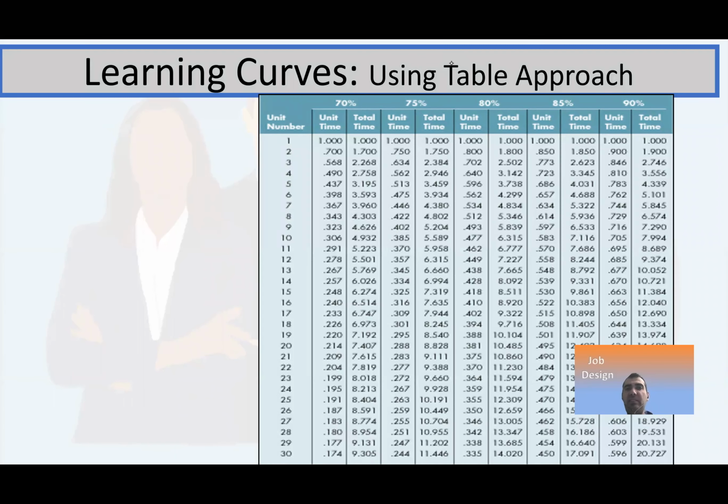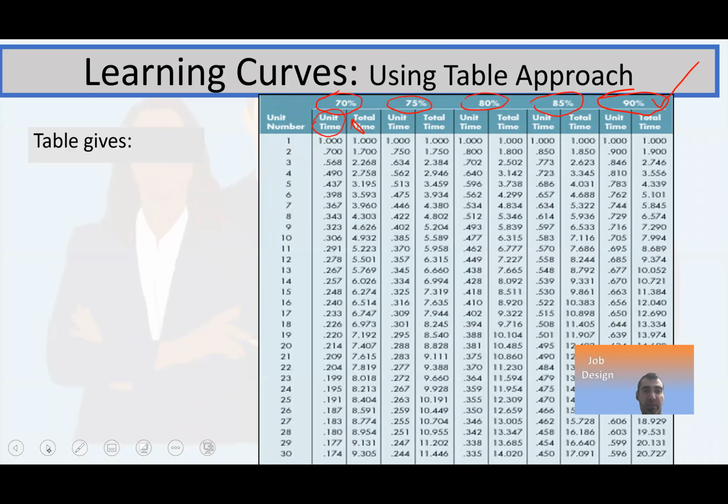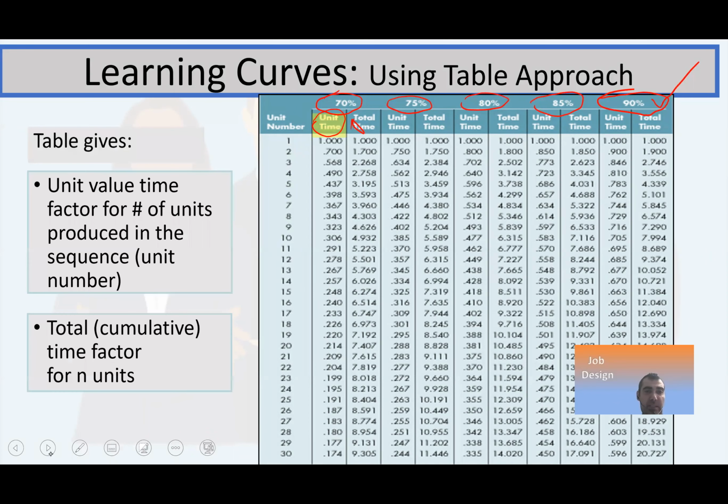So the table looks like this, and we have different learning percentages: 70%, 75, 80, 85, and then 90. In our case, we're looking for 90 because the question is telling us it's a 90% learning curve behavior. Now we notice under each percentage, there are two choices: a unit time and a total time.